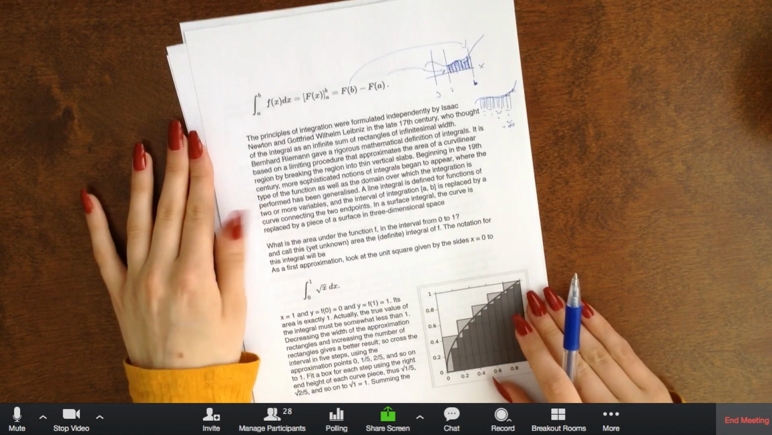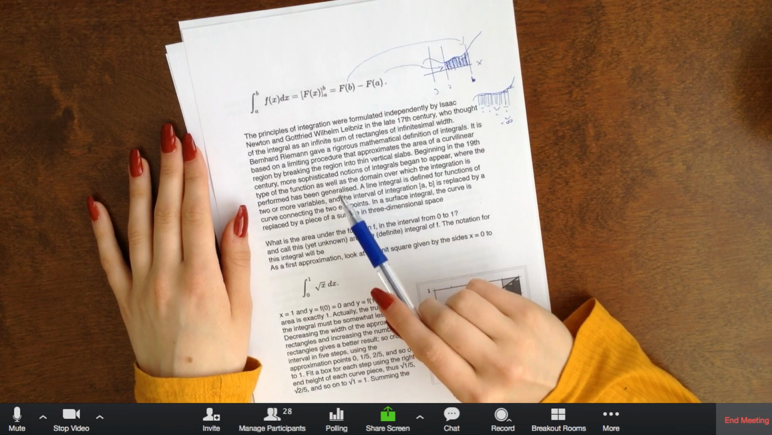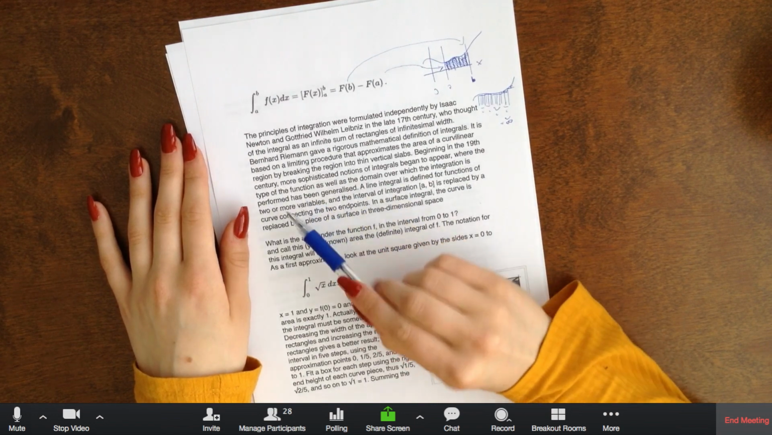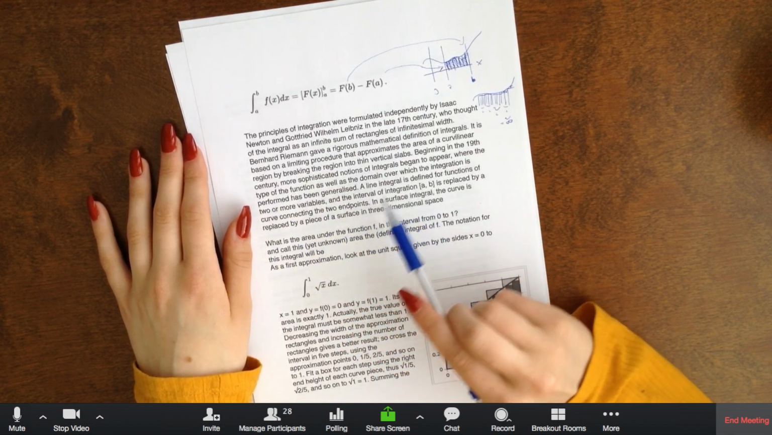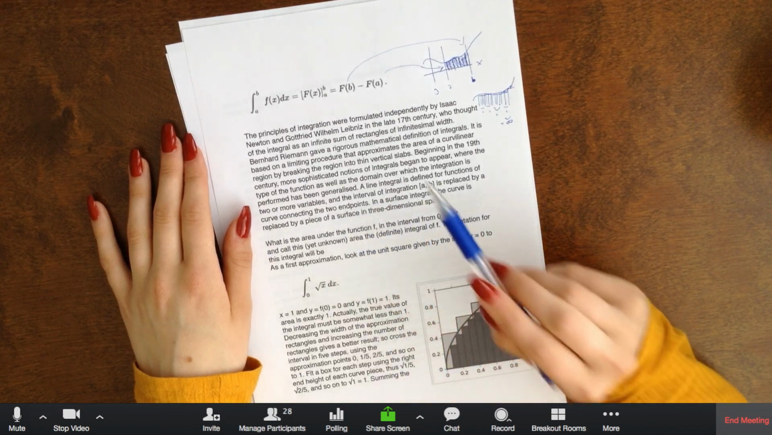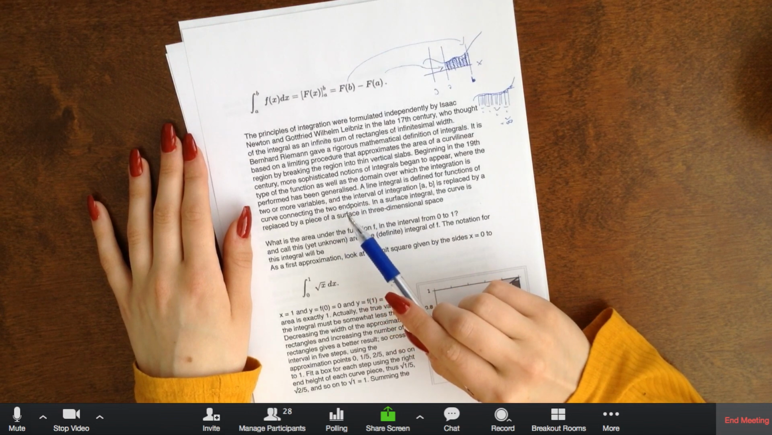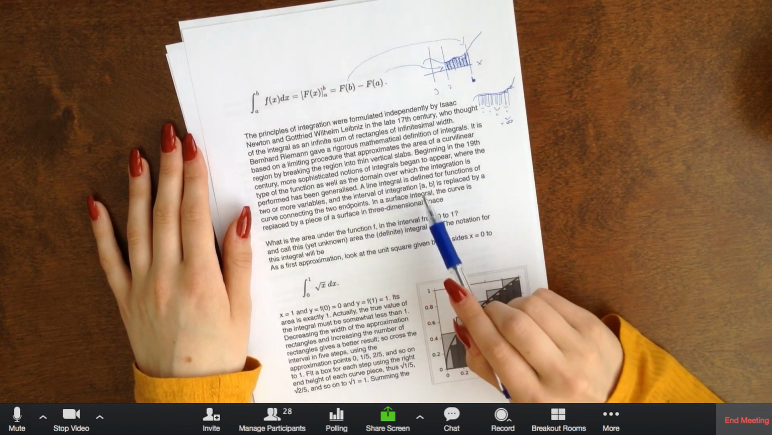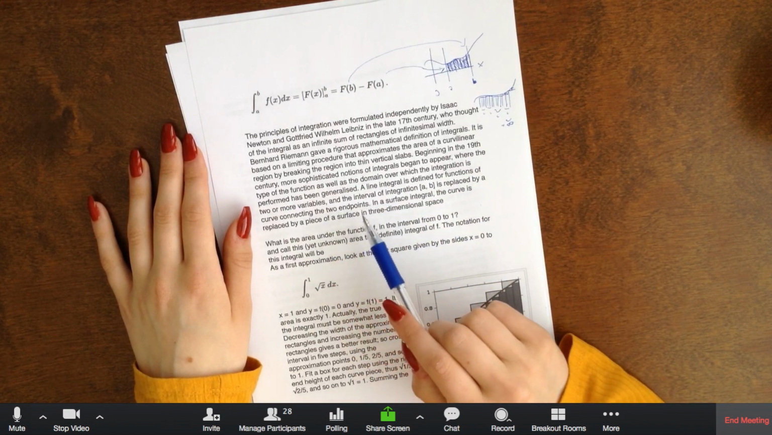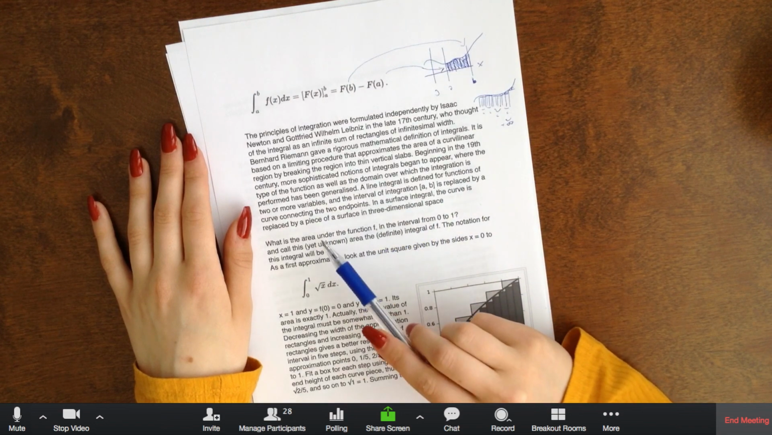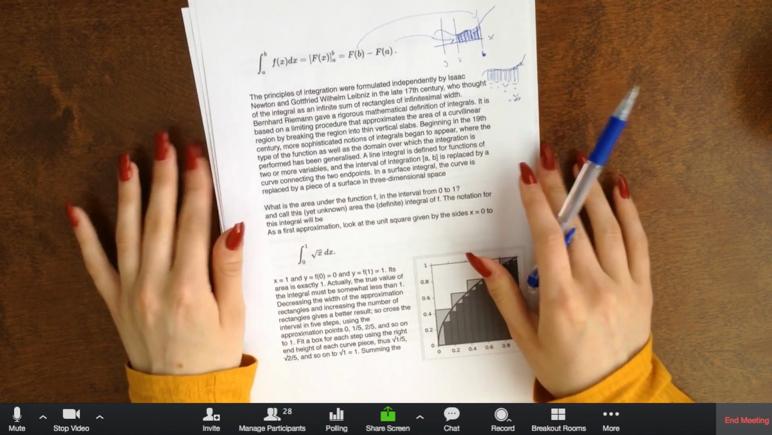So let's continue, okay? Beginning in the 19th century, more sophisticated notions of integrals began to appear, where the type of function, as well as the domain over which the integration is performed, has been generalized. A line integral is defined for functions of two or more variables, and the interval of integration from A to B is replaced by a curve connecting the two endpoints. In a surface integral, the curve is replaced by a piece of a surface in three-dimensional space.